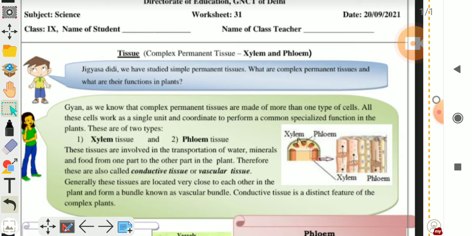Worksheet number 31, tissues. In this worksheet we will discuss complex permanent tissues, that are xylem and phloem. Jigyasa Didi, we have studied about permanent tissues. What are complex permanent tissues and what are their functions in plants?